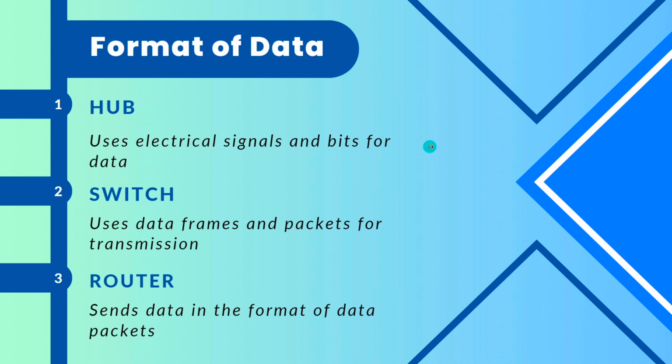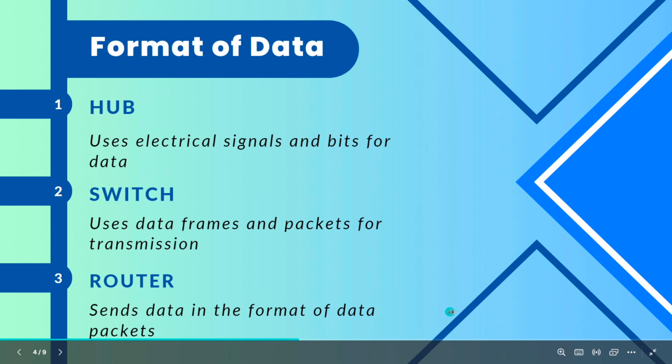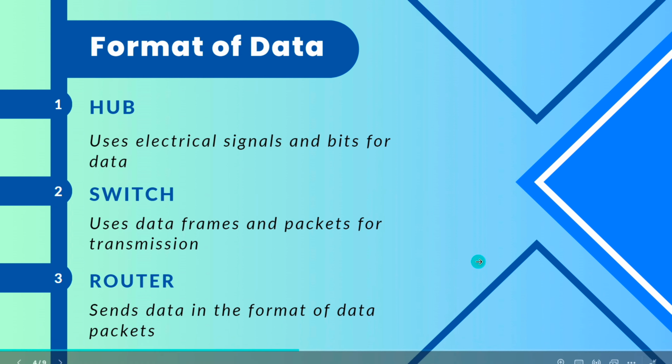The switch uses data frames and packets for data transmission. Data frames are used at the data link layer for communication within a switched network. Switches forward these frames based on the destination MAC address, ensuring that data is sent only to the specific device it is intended for. The router sends the data in the form of data packets. Data packets processed by routers have a specific format that includes various fields. The most common packet format used in modern networking is the Internet Protocol (IP) packet format.